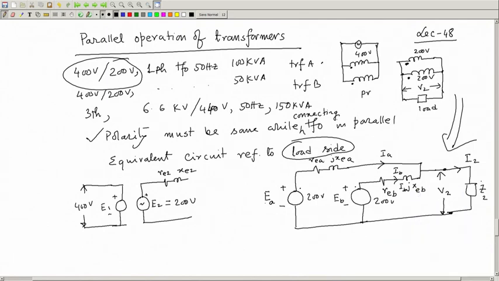This is otherwise a simple circuit that is to be solved, but we will be interested to note, for a given load current I2, suppose this is known, what will be IA and IB, that is, how these currents will be shared. And in the case of transformers, current ratings are kVA ratings only, since voltages are maintained almost the same. Therefore, whenever I say current ratings, it means kVA ratings.